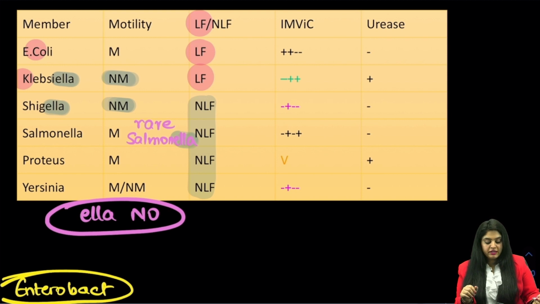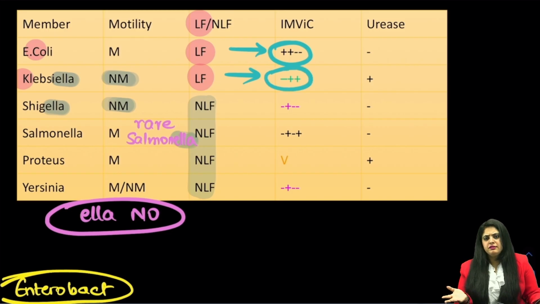Coming to the IMVIC testing, that is also simple. I already know between Klebsiella and E. coli, E comes first and K comes later, so give importance to E: plus plus minus minus, and Klebsiella minus minus plus plus. That I know.